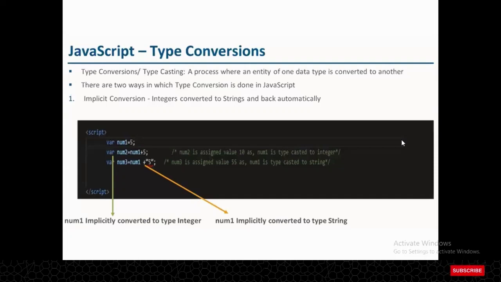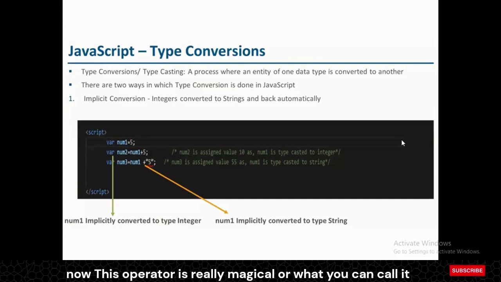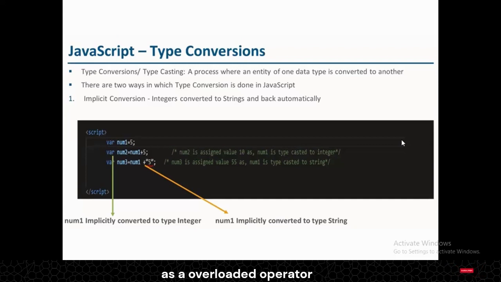This is part 4 of the JavaScript lecture. So let's start. The topic of this part is type conversion. As you can see here, we have this concatenation operator called plus. Now, this operator is really magical, or what you can call an overloaded operator.